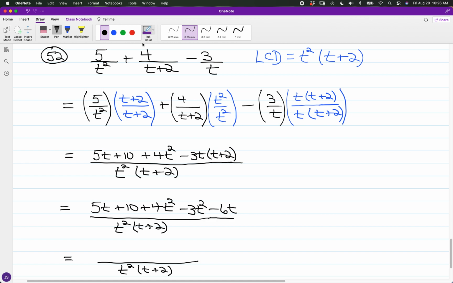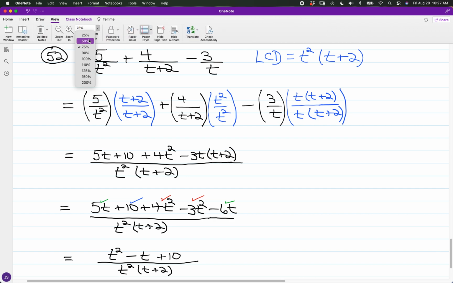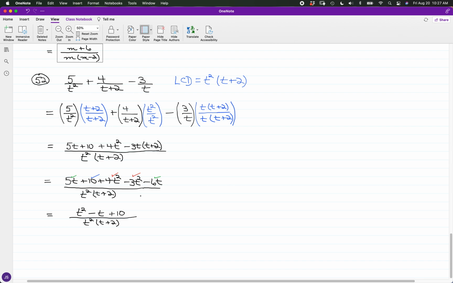and you can put the numerator terms in most any order, but I like to put them with the highest degree at the front. So the highest degree we have is second order, so you got 4t squared minus 3t squared, so this will be t squared. And for the first order terms, we got 5t and negative 6t, so this will make negative t, and of course we have the standalone constant 10, and so for the final result, this will end up being t squared minus t plus 10, all over t squared times the quantity of t plus 2.